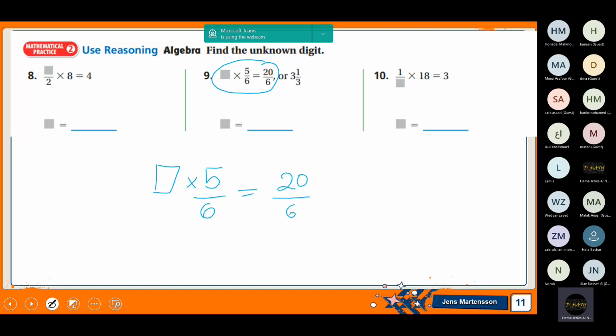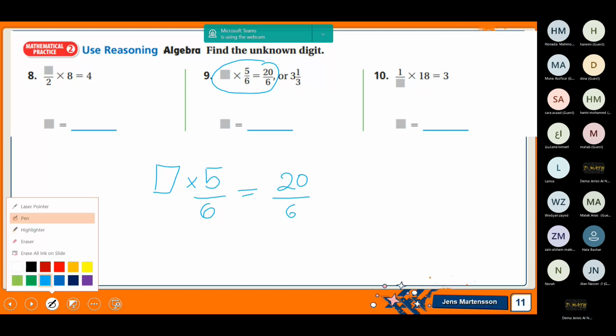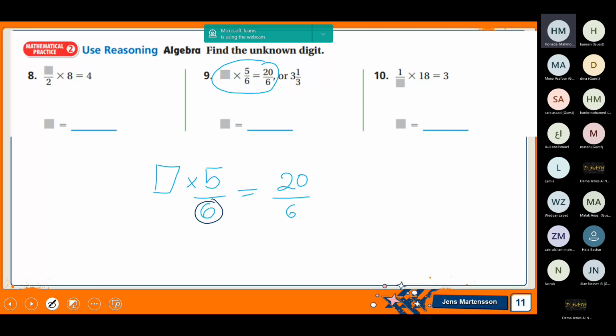Now look at this one here. The denominators are the same. Yes, they are equal. So now it's ready. How can I find the number? Who can tell me? Malak? What is the number that you multiply by 5 that gives you 20? 4. Good job. So the number here is 4.